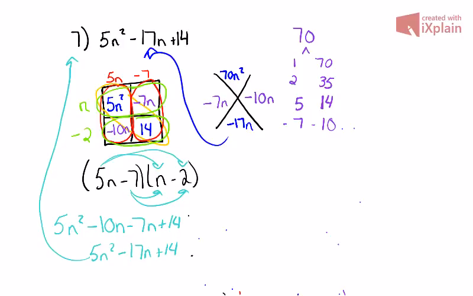So my final answer, my factored form, is 5n minus 7 times the quantity n minus 2.